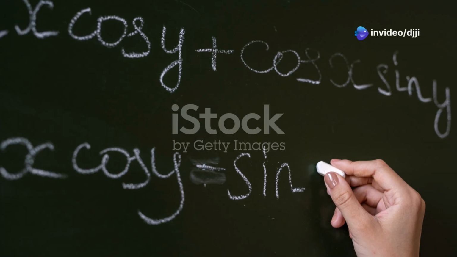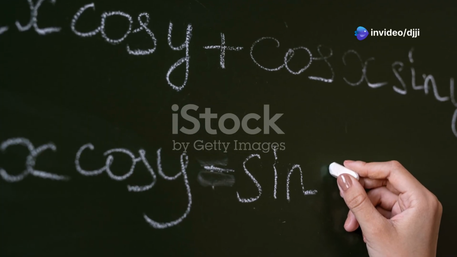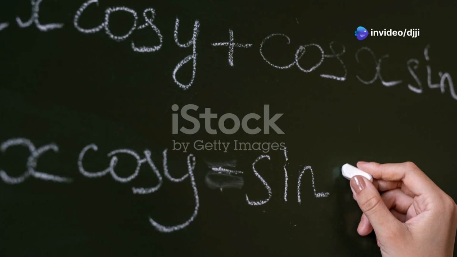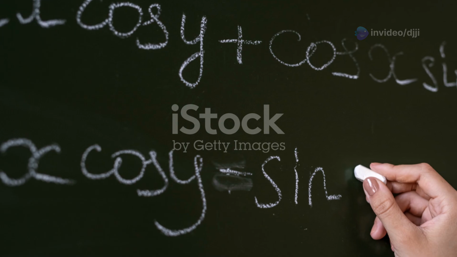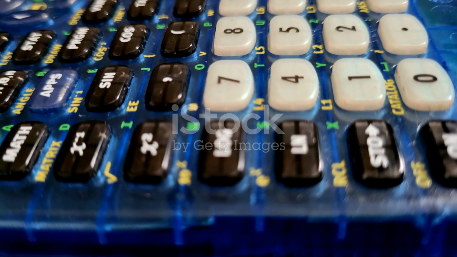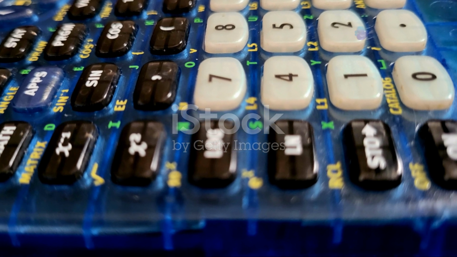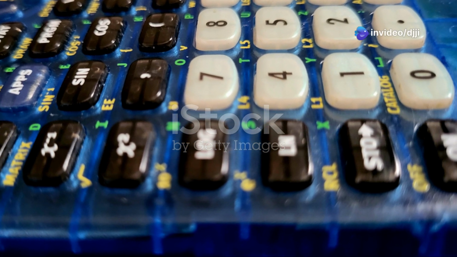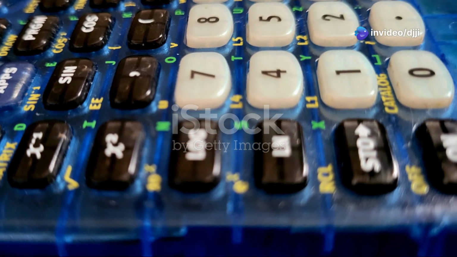Next, we have the cosine function. The cosine of an angle is another ratio comparing the length of the adjacent side to the hypotenuse. The cosine of an angle is equal to the length of the side adjacent to the angle divided by the length of the hypotenuse. Easy peasy, right? This function is widely used in engineering.